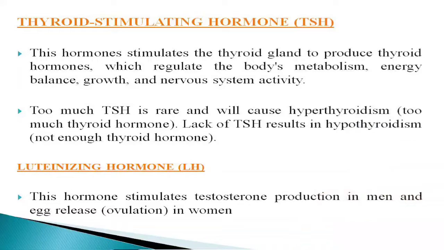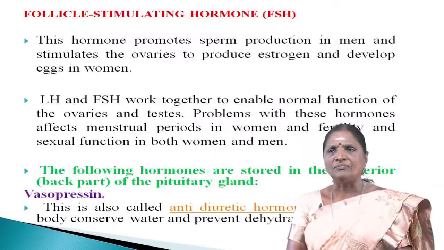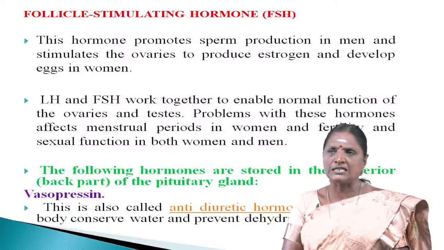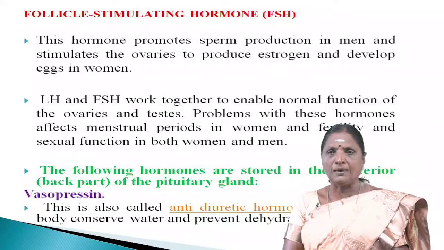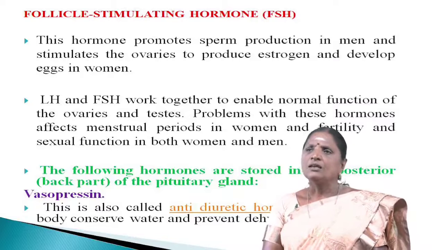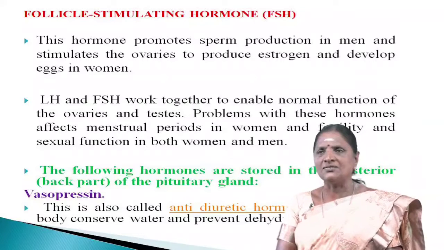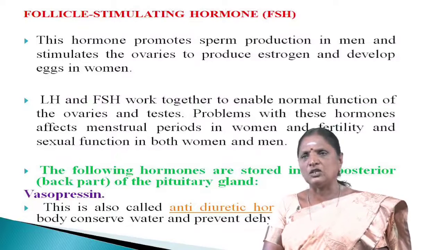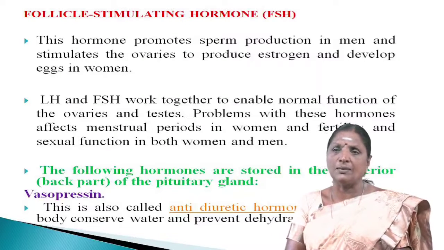Luteinizing hormone, LH. This hormone stimulates testosterone production in men and egg release, ovulation, in women. Follicle stimulating hormone. This hormone promotes sperm production in men and stimulates the ovaries to produce estrogen and develop eggs in women. LH and FSH together enable normal function of the ovaries and the testes. Problems with these hormones affect menstrual periods in women and fertility and sexual function in both women and men.